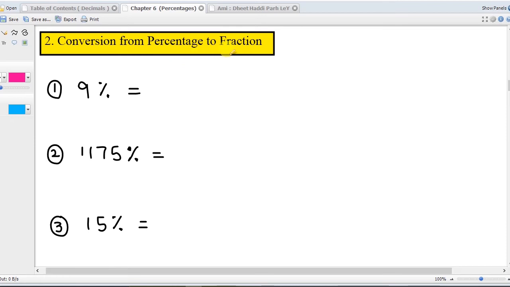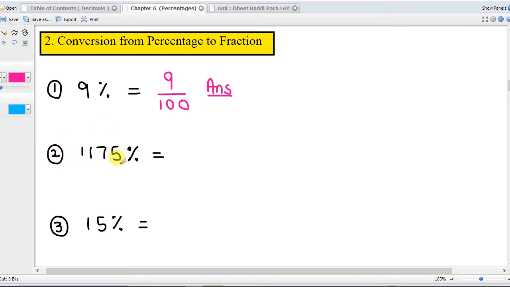So, conversions from percentages to fractions. This is a number written as a percentage, and we have to convert it into a fraction. Simply write 9 here. Percent: per means divide, cent means 100, and we have successfully converted this percentage into a fraction. Now we check whether this fraction can be simplified further. No, so this will be our final answer, right?